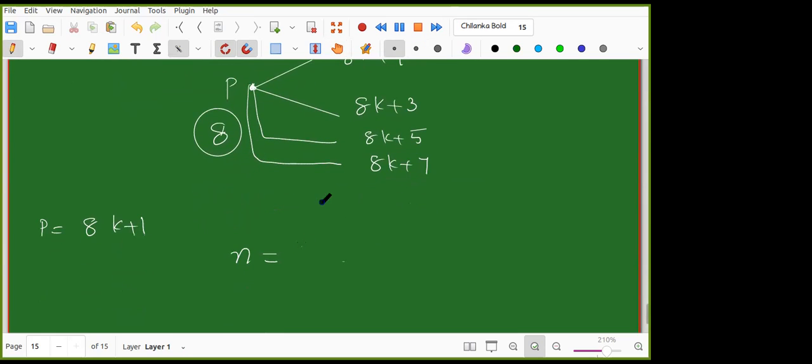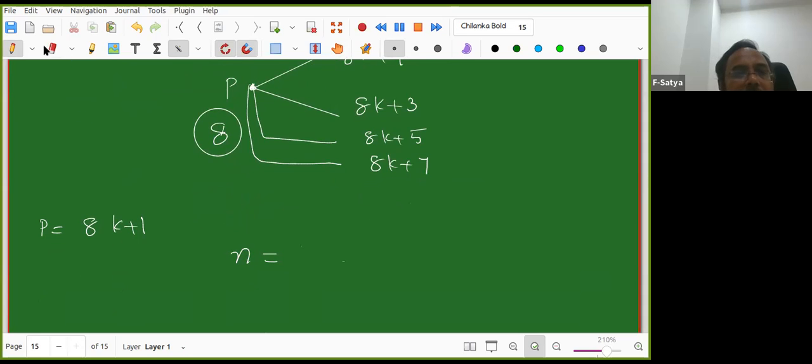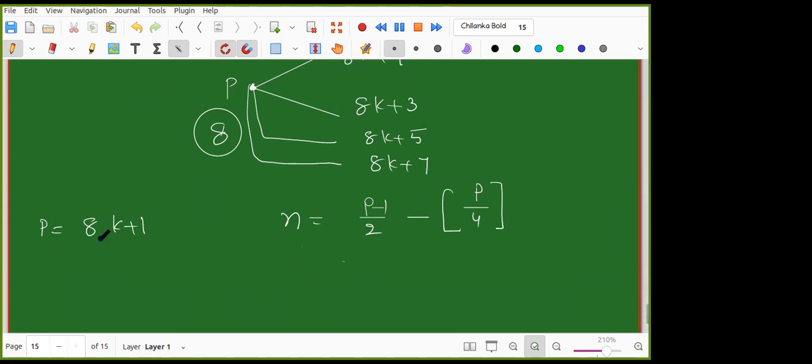So see, I'll write one more time, since it is not visible there. I'll write n again. It is (p minus 1) by 2 minus p by 4. Correct? Okay. Now my p is 8k plus 1.